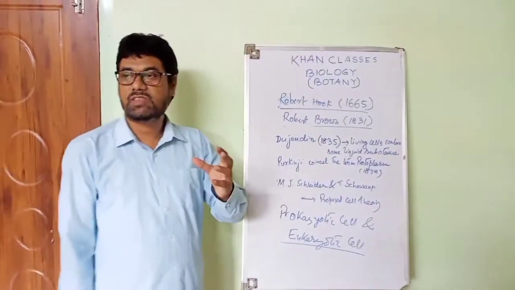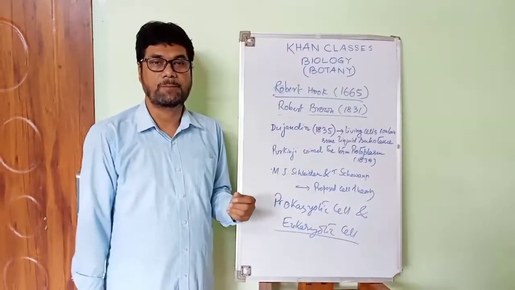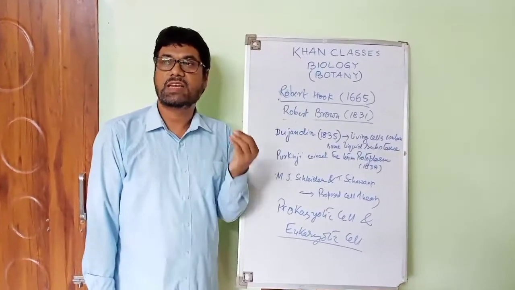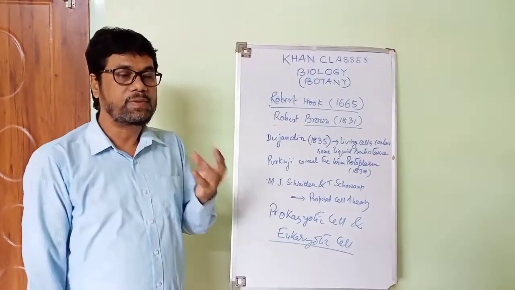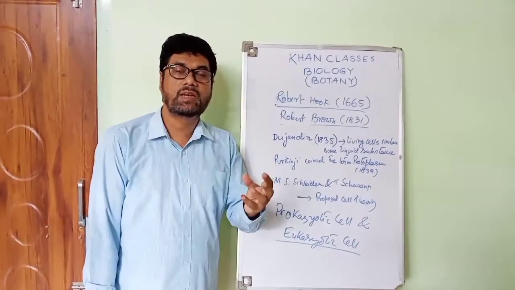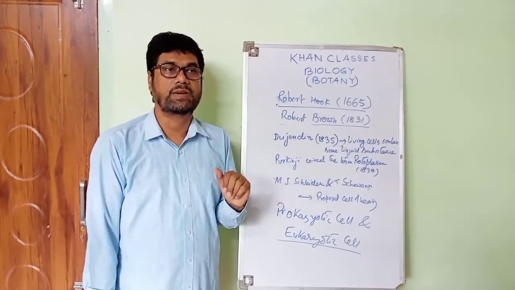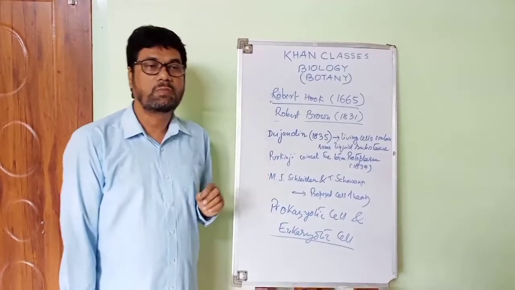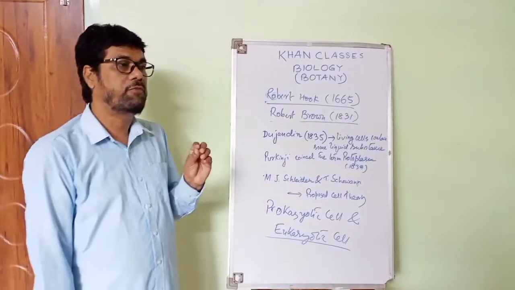Well, inside a living structure, you will find a primitive type of cell. Now, what is the primitive type of cell? What are its characteristics? That means a cell which is not complete with all its components. The most important component is the nucleus, where you will not find a true nucleus.